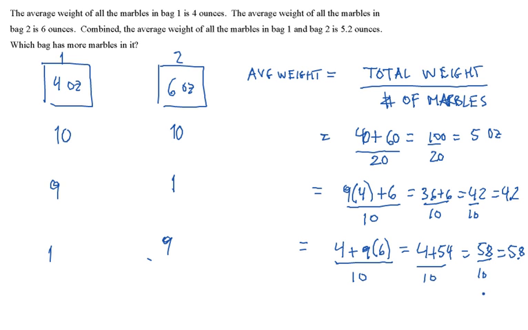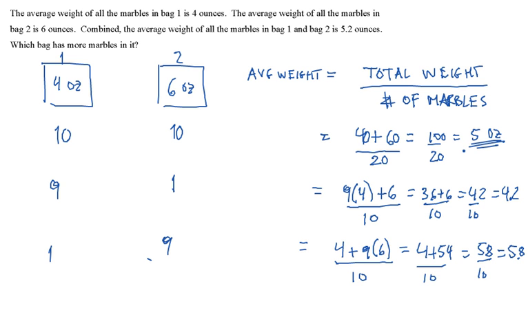In general, if there's more of the heavier marbles, the average of all the marbles in bags 1 and 2 will be greater than 5. This is always the case if there's going to be more of the heavier marbles. The average is only in the exact middle, only 5 ounces, if there's the same number of marbles in both bags 1 and 2. As soon as the number of marbles is not the same, the average weight either falls or rises depending on whether there's more of the lighter marbles or more of the heavier marbles.